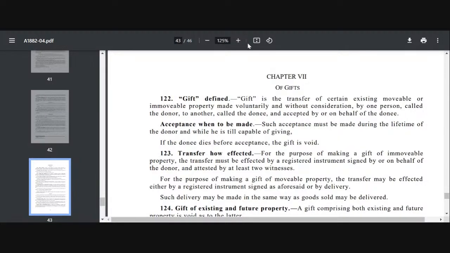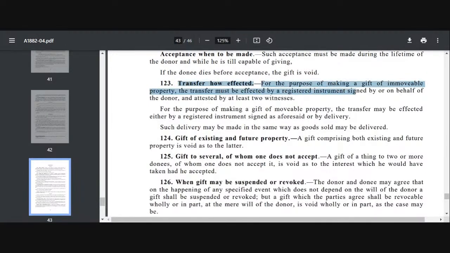And how is this effected? Very important. This is again important. If you are transferring a gift of immovable property, it should be effected by registered instrument only, which has to be signed by or on behalf of the donor, and it has to be attested by two witnesses. And if you are making a gift of movable property, it should be either by registered instrument or by delivery. So registration here is optional in case of movable. The transfer can be effected either by registered instrument or by delivery. So it's optional in that case.